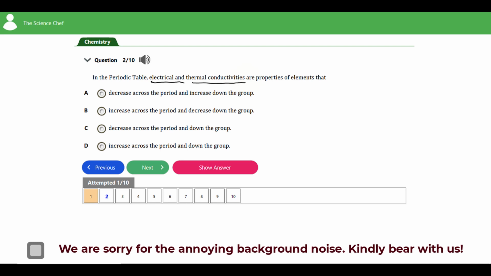A. Before we pick our answer, why are we saying that electrical and thermal conductivities are metallic characters? They are metallic properties because it is only metals that can conduct electricity. Metals have the ability to conduct electricity, apart from graphite, which is the only non-metallic substance that can also conduct electricity in its pure form, right? Metals conduct electricity due to the presence of free mobile electrons in their metallic lattice, right? So the answer is A.